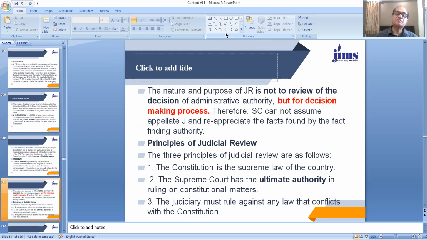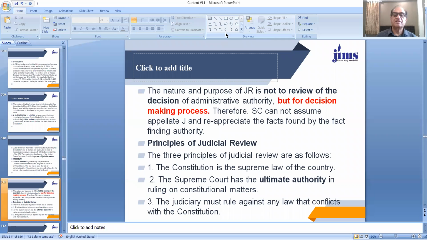There are mainly three principles of judicial review. Number one, the Constitution is the supreme law of the country. That means any order, any action of the government, any law passed by the parliament is subject to the Constitution. Because Constitution is the supreme law of the country, every law, every action of the government has to follow the norms written in our Constitution.